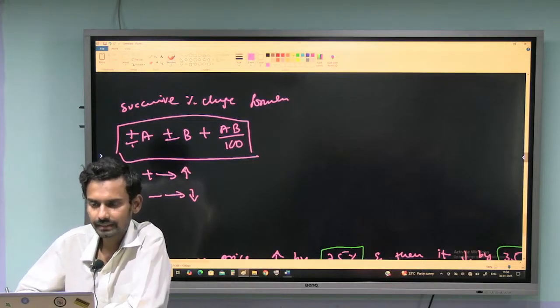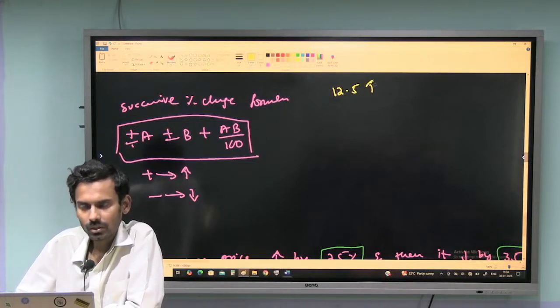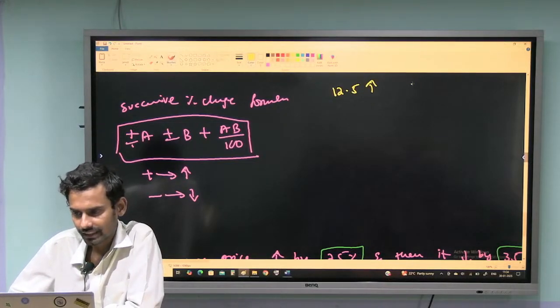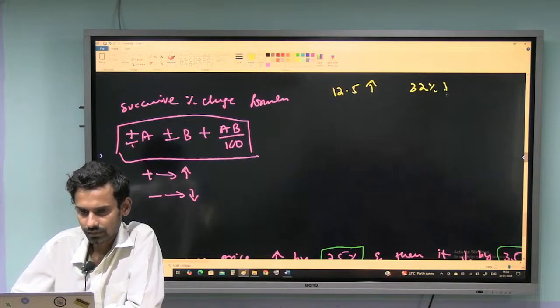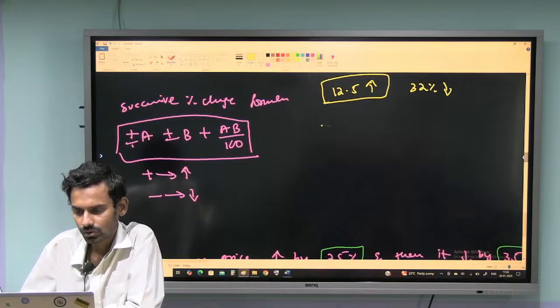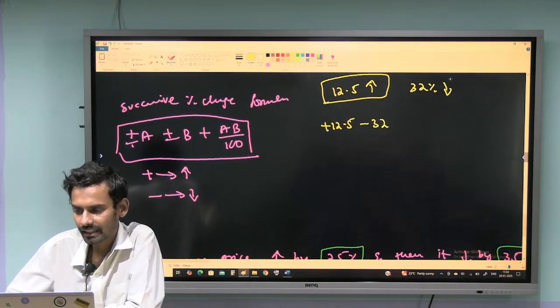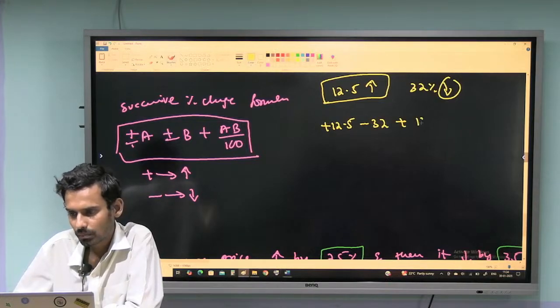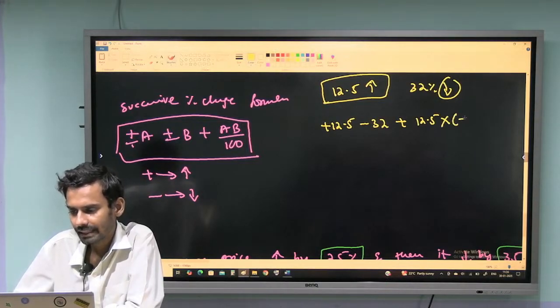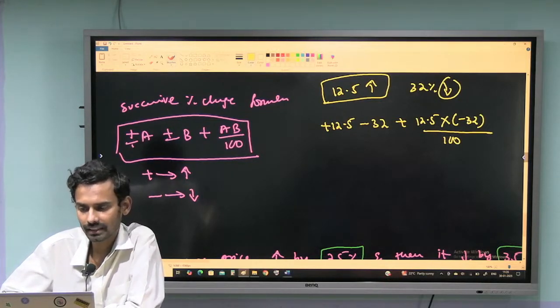So if I take this, the question is, first I am increasing by 12.5% and then I am decreasing by 32%. So the a value is this one, as it is increasing, take it as plus. So plus 12.5, minus 32, minus because I am decreasing, plus 12.5 into minus 32 whole divided by 100. So whatever the answer you will be getting, that will be the overall percentage change.